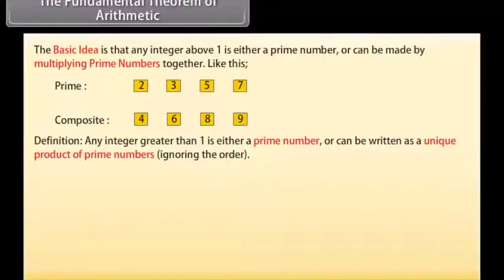Ignoring the order, look at these numbers. Relationship between LCM and HCF. For any two positive integers a and b, HCF(a, b) × LCM(a, b) is equal to a × b. Example: if a is equal to 3 and b is equal to 6, HCF(3, 6) × LCM(3, 6) is equal to 3 × 6 equals 18.